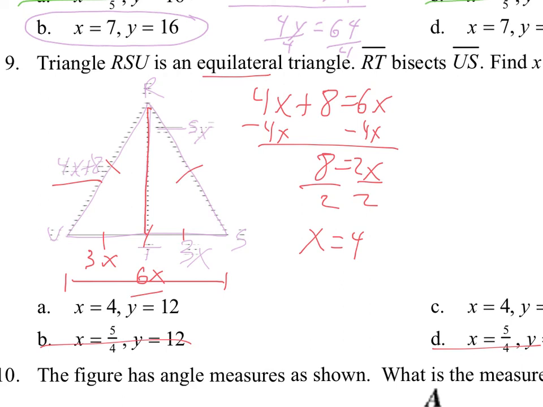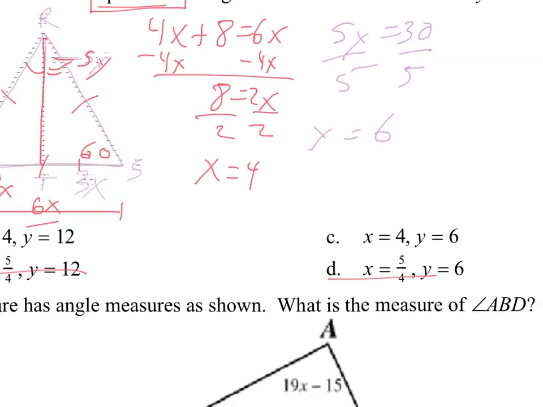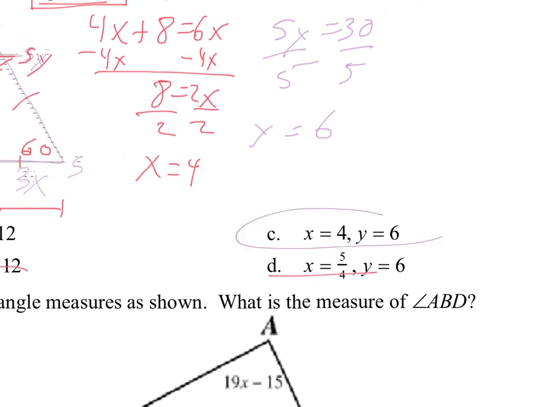Now for y, we have 5y here. Now, this angle is half of this angle, but we said that in an equilateral triangle, they're all 60 degrees. So if it's half of that angle, it's actually 30 degrees. So we have 5y equals 30 degrees. Divide by 5, and y equals 6, which is C. X equals 4, y equals 6.